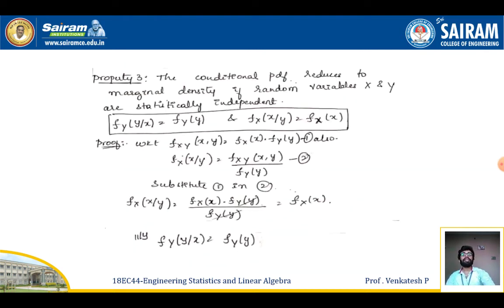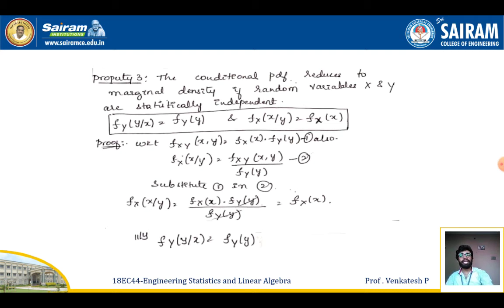Property number 3: the conditional PDF leads to the marginal density only if the random variables x and y are statistically independent, meaning we can have this condition. That is, the function f of y by x will be equal to the function f of y. Similarly, f of x by y will be equal to the function f of x. We'll see how to prove this.